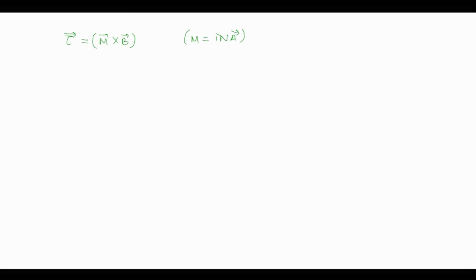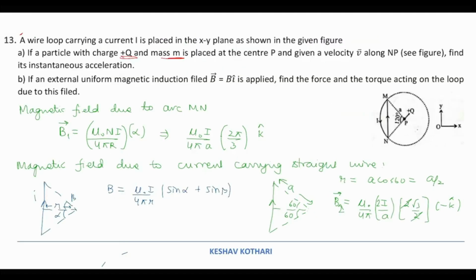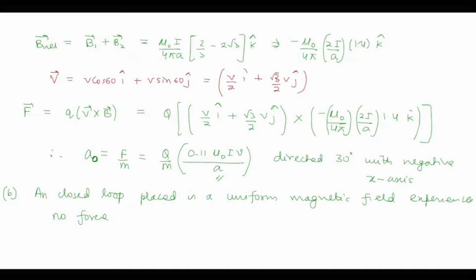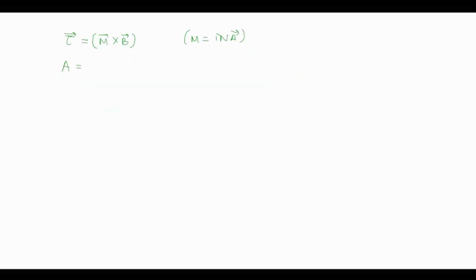So if we write it in this fashion, let us begin with the calculation of the area vector. The area for this patch is the area enclosed by this particular minor secant. To calculate this area, we need to subtract the area of the triangle MPN from the area of the sector MPN.